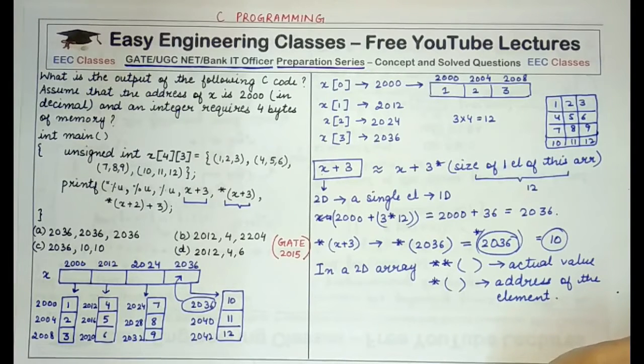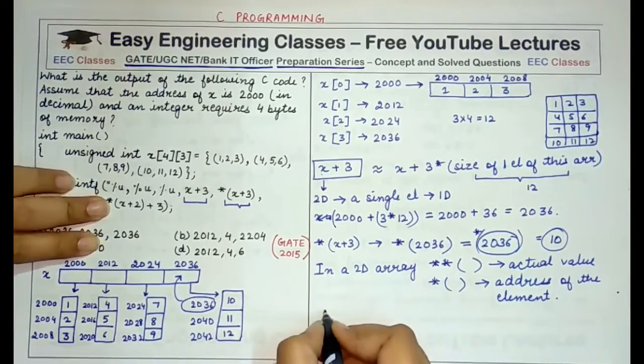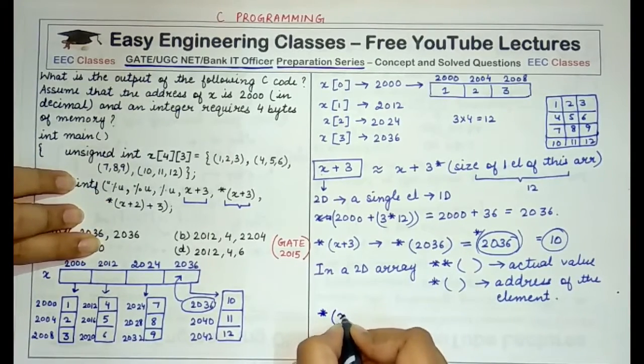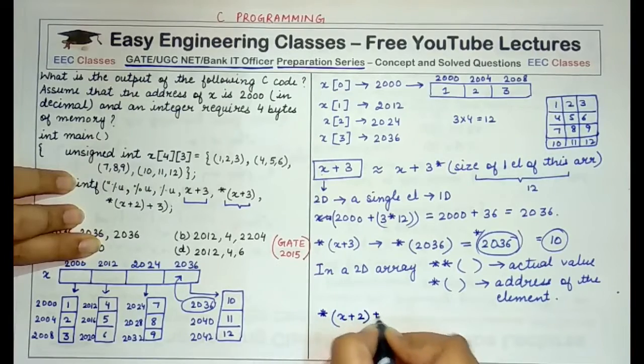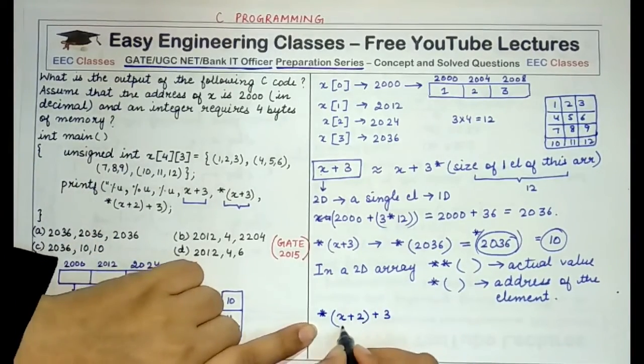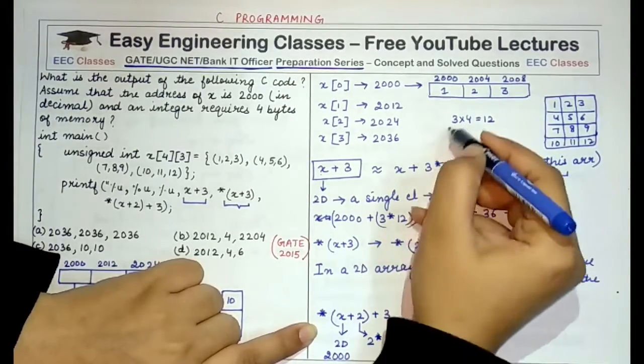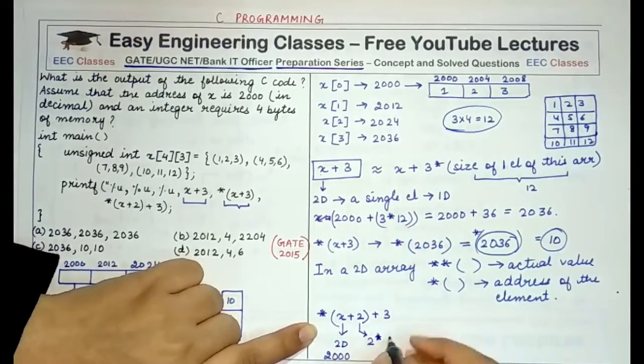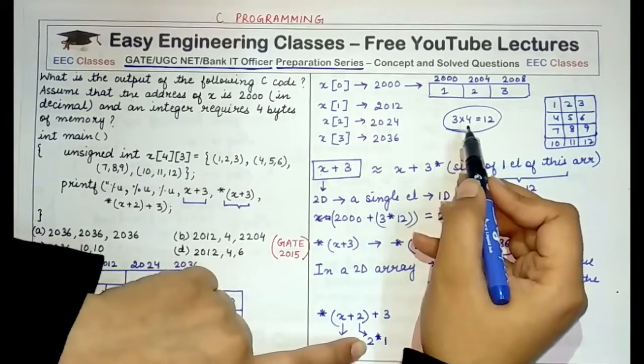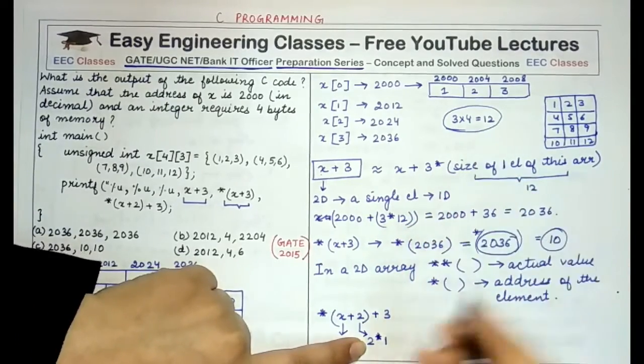Now coming to the last part of this printf, it asks you x plus 2 plus 3. Now let's see here. x is a 2D array which starts at 2000. Adding 2 to it means 2 multiplied by the size of a single element of this array. What is the size of a single element? This is basically giving you 3 into 12.